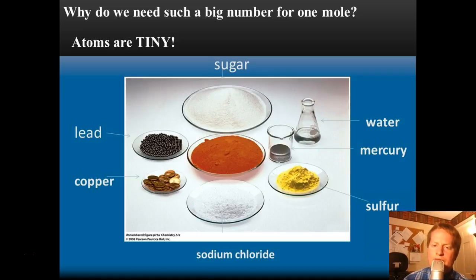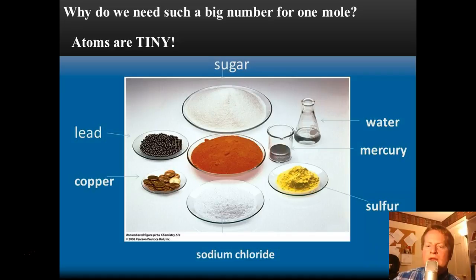And that is essentially it for what is the mole. You can watch our other videos on what molar volume is and what molar mass is and other aspects of the mole if you need to learn more.